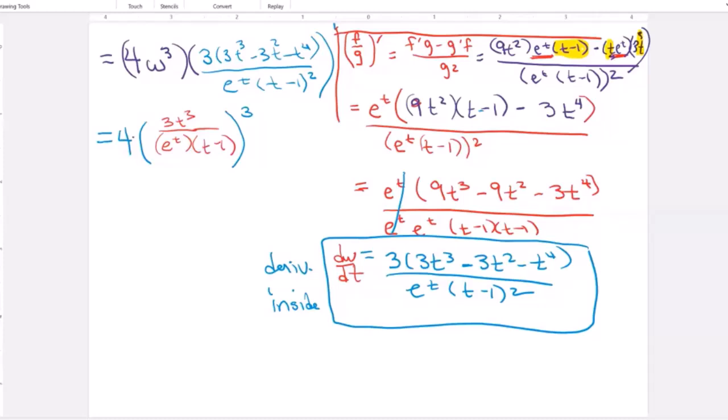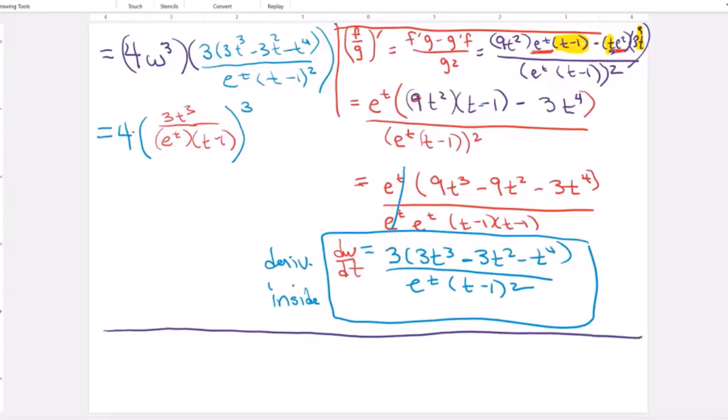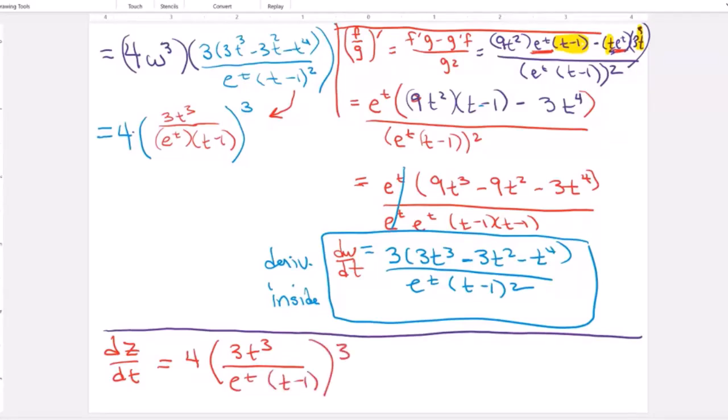And then last, we have to multiply that by that other part of the function. Let's see. I'm going to write it all up right here. So I have dz/dt is equal to 4 times 3t cubed over e to the t times t minus 1, that whole thing to the third power, times, and I've got 3.